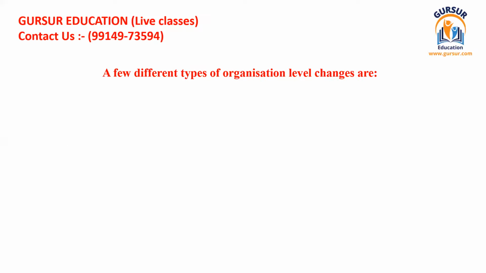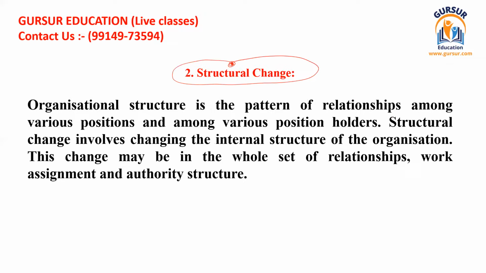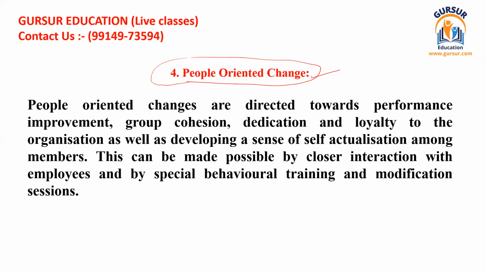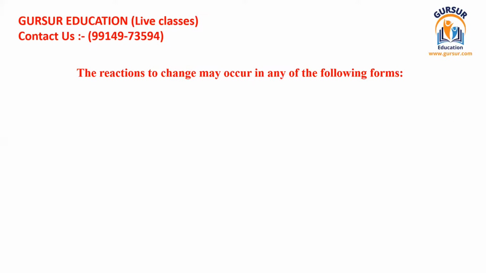So there were only four kinds of organizational level changes, which we have now understood completely. I have taught you regarding strategic change, structural change, process oriented change, and people oriented change. And the last thing which we have to understand is how people or the organization react when there is change in the organization. There are a few ways, I think 3 or 4, and then this will be over.